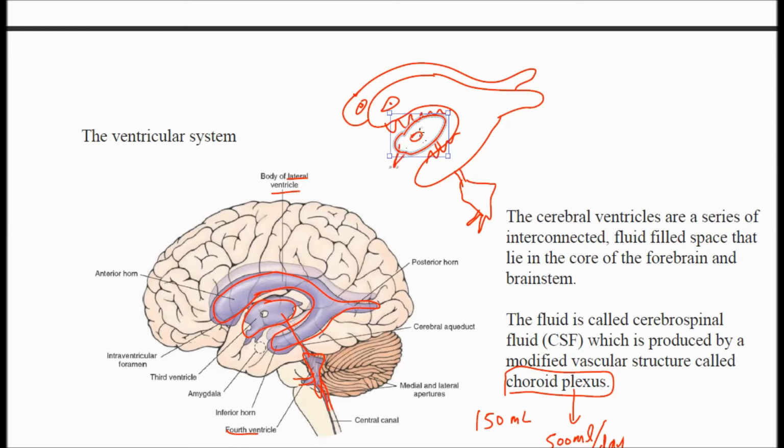That poor chicken. The chicken head now becomes the third ventricle. The chicken neck becomes the cerebral aqueduct. And the chicken body becomes the fourth ventricle. And it goes to the subarachnoid space. And the sharks are the lateral ventricles.